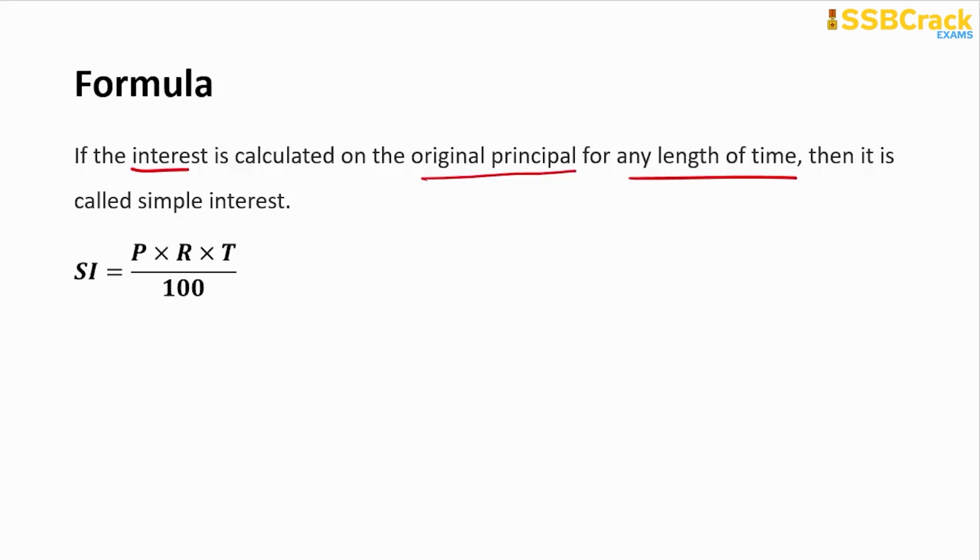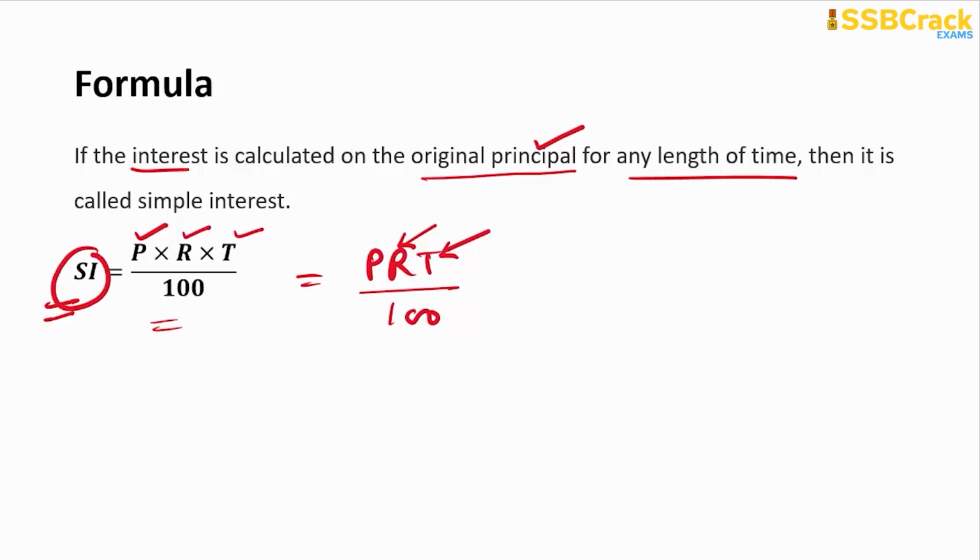So hence the simple interest formula is principal into R into T upon 100. You can read and remember this as PRT upon 100, where P stands for principal, the sum of money deposited initially, the borrowed money, and so the principal amount, right? The R is the rate of interest per annum, and the T is the time period, the length of time you are calculating the simple interest for. And hence you will calculate this simple interest by the formula PRT upon 100.